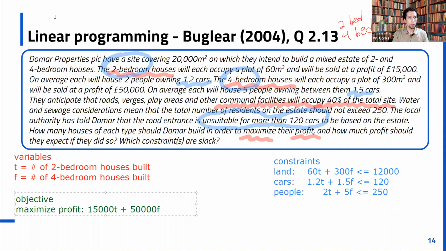I haven't written it here because at this point, I'm sure we understand it, but we also have t must be greater than or equal to 0, f must be greater than or equal to 0, because you can't build a negative number of houses. So the problem will not tell us that directly. We just have to add in our common sense here and figure that out.